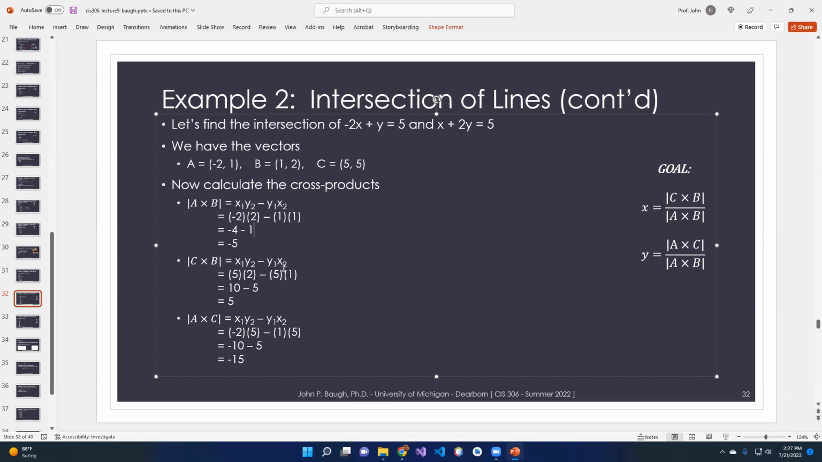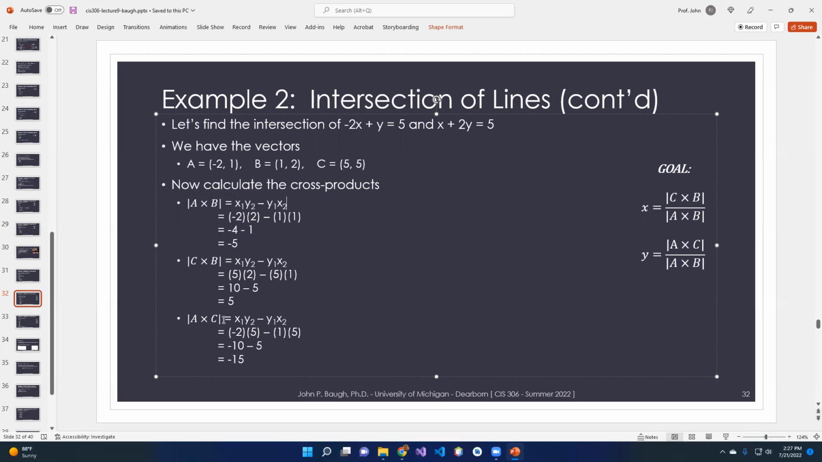Then we have C times B in this case. This time the C actually has the 1s, right? So you should have 5 and 5. So we've got a 5 here and a 5 over there. And then the 2s come from the B. The B is a 1 and a 2. So 1, 2. You end up with 10 minus 5, that's 5. So now we've got both of these cross product magnitudes.